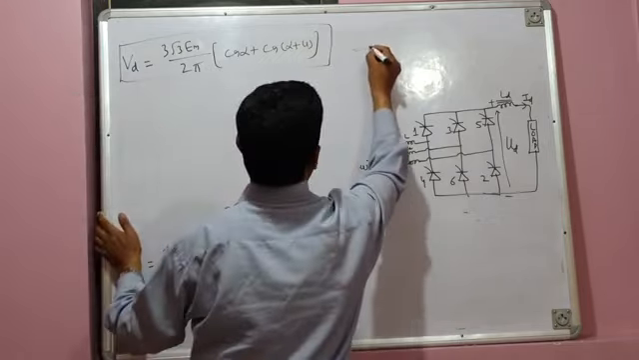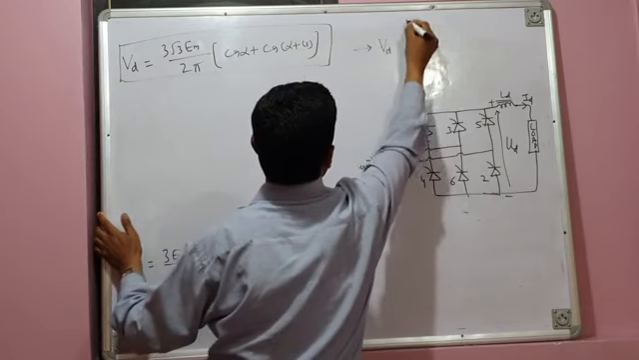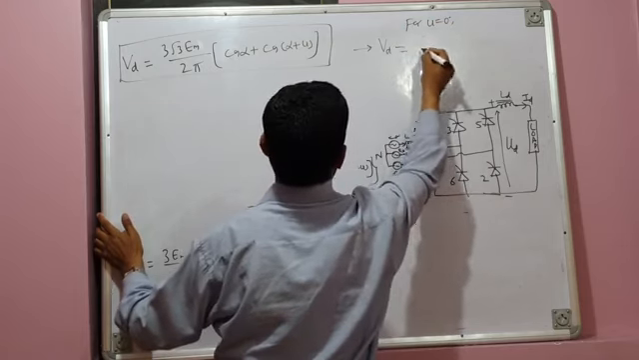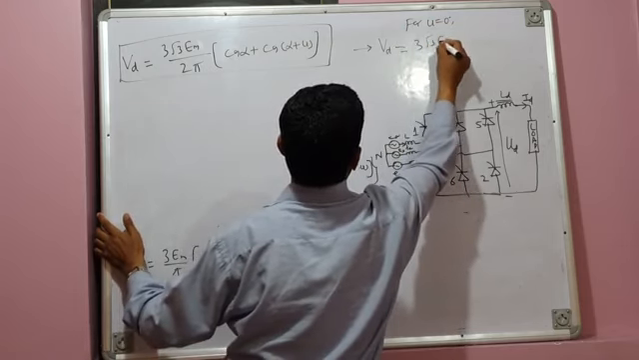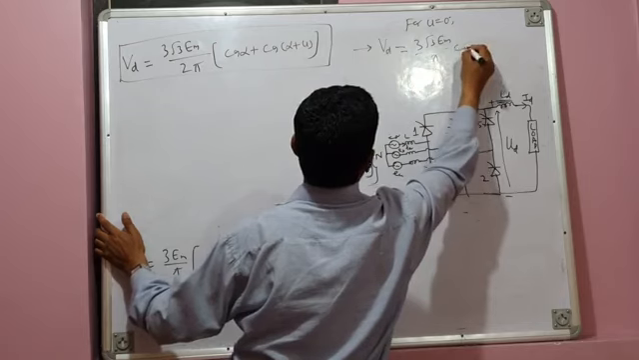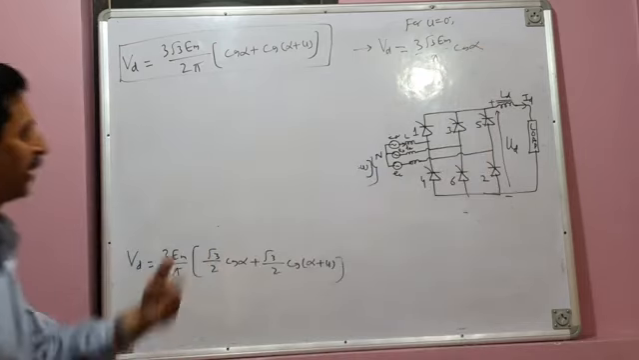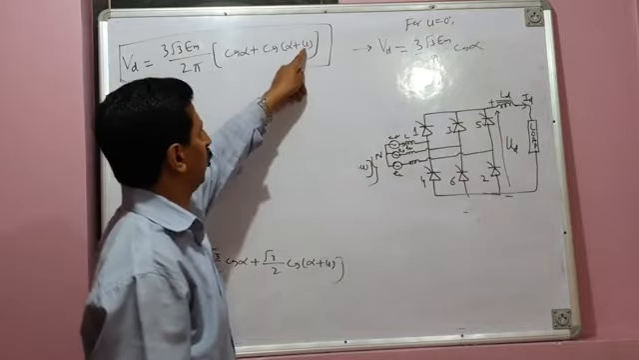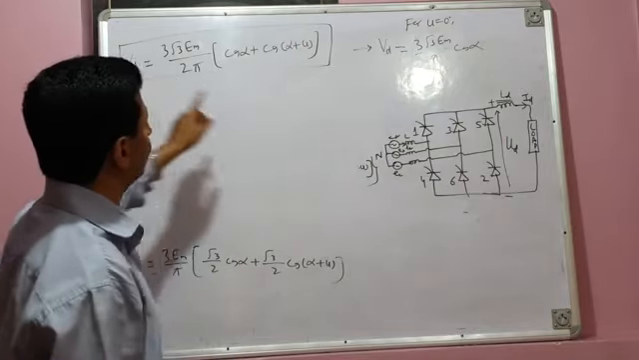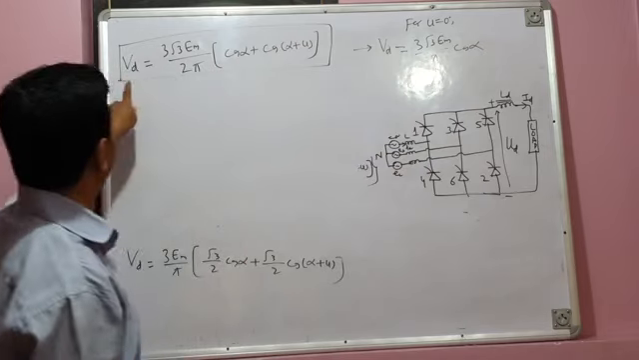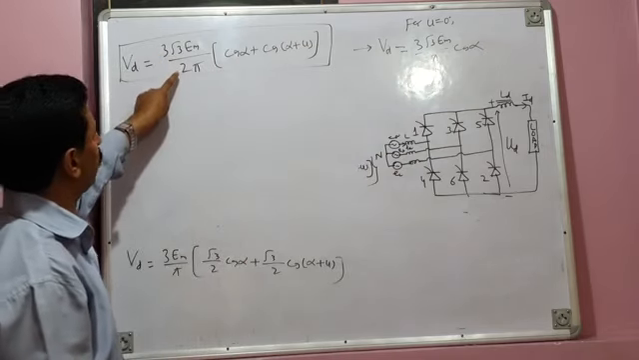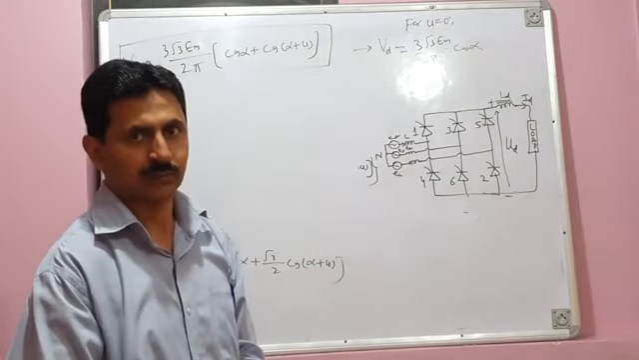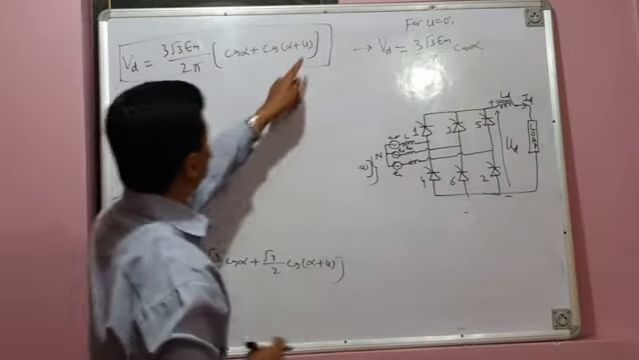Compare it with the average output voltage without commutation overlap. For u equal to 0 degree, that is without commutation overlap, the average output voltage of the converter is 3 root 3 em by pi cos alpha. But with commutation overlap in mode 1, u less than 60 degrees, having an overlap angle of u degrees, the average output voltage gets modified to ED equal to 3 root 3 em by 2 pi times cos alpha plus u. So therefore this u term is there.